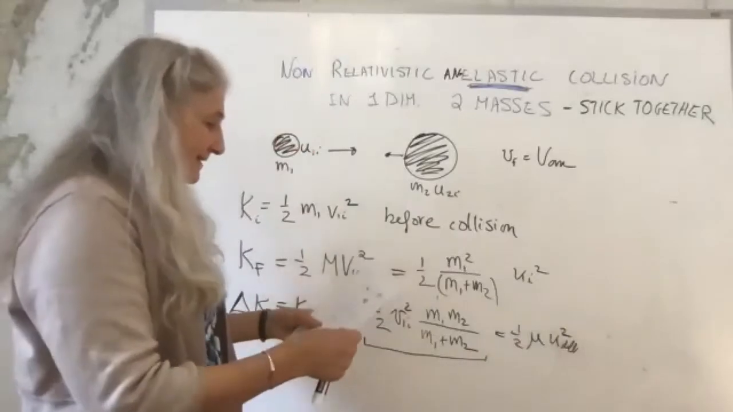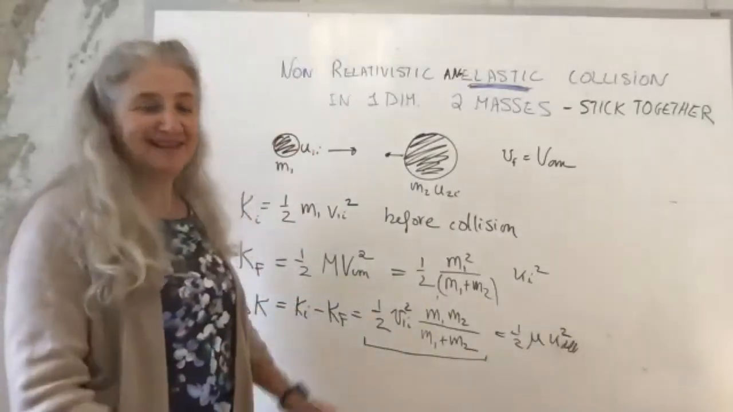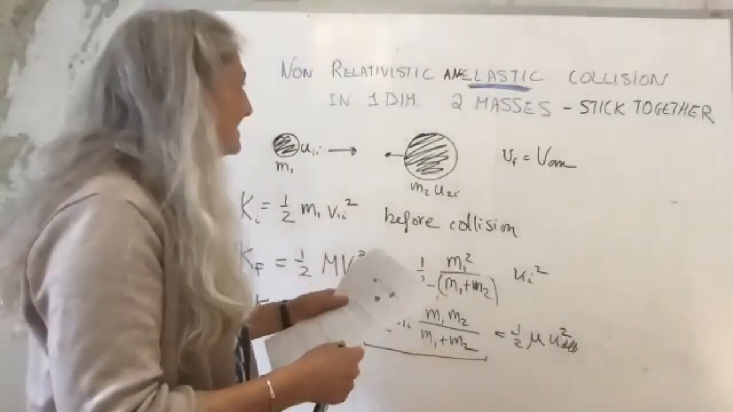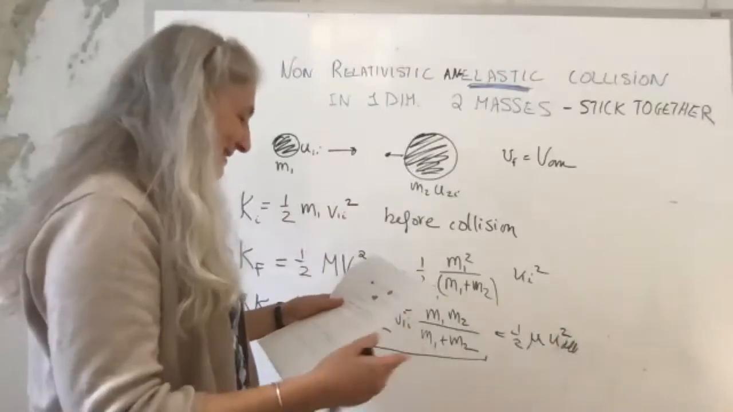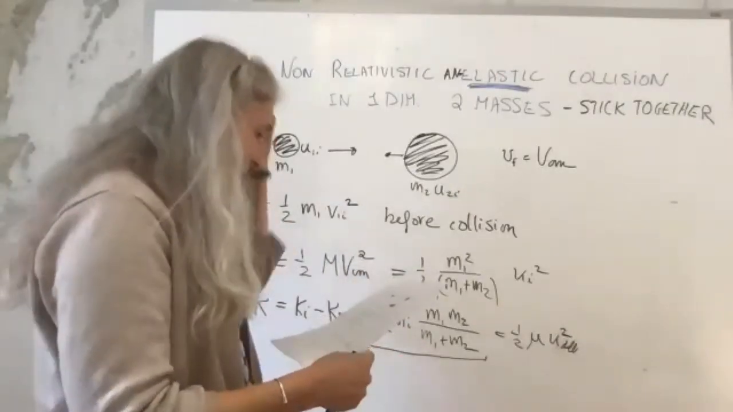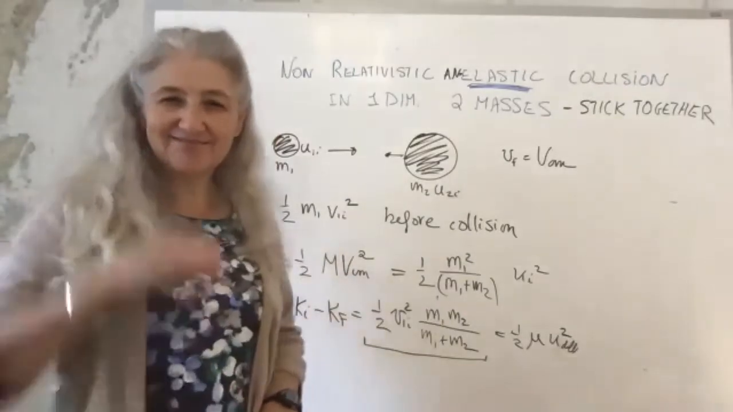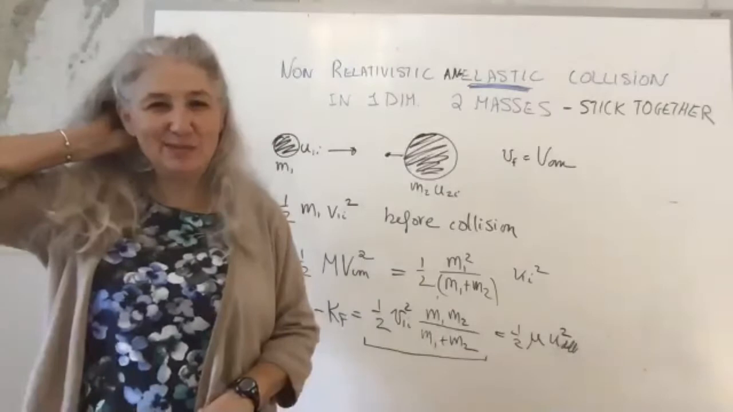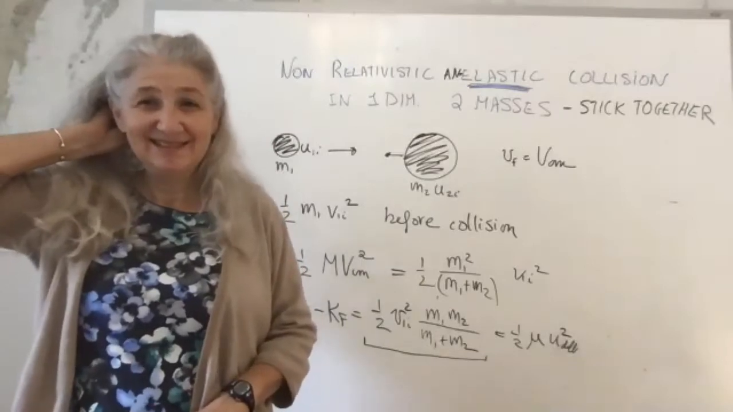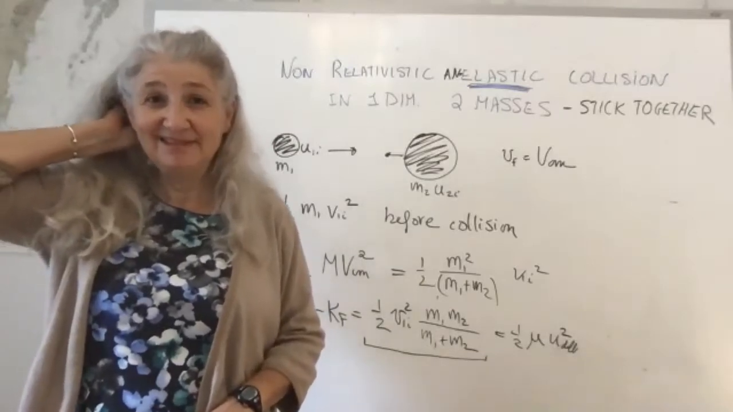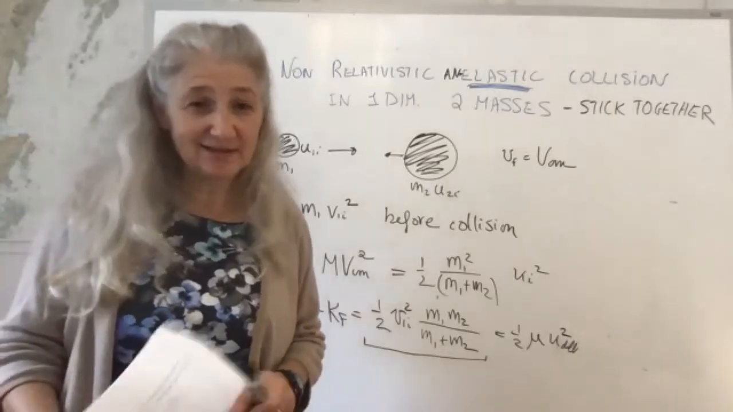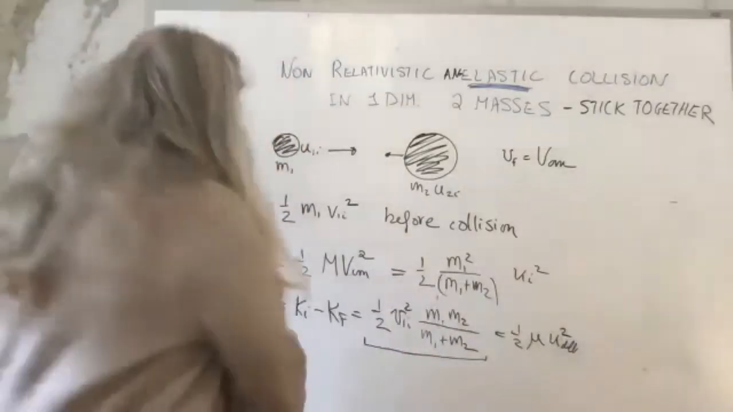Okay, so that's that topic: non-relativistic anelastic collisions where two masses stick together. Any questions about that particular example? No questions? Okay, so let's move on.